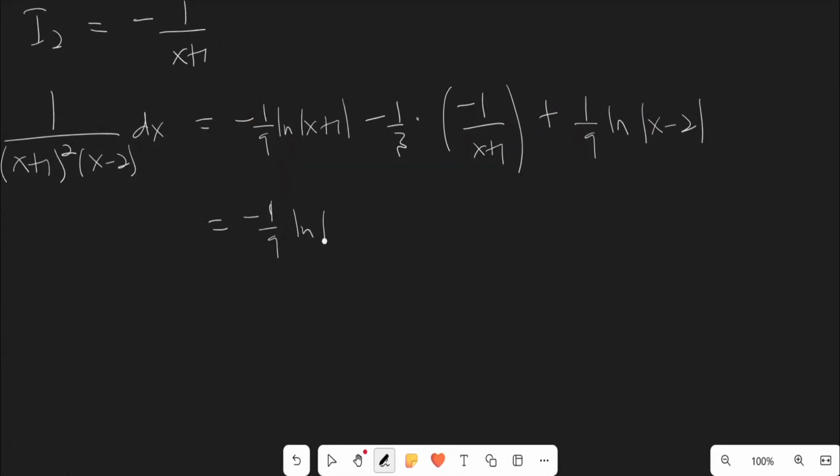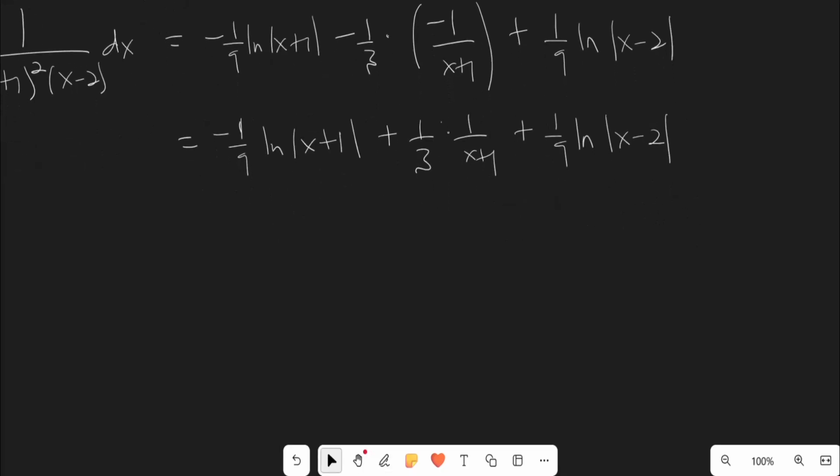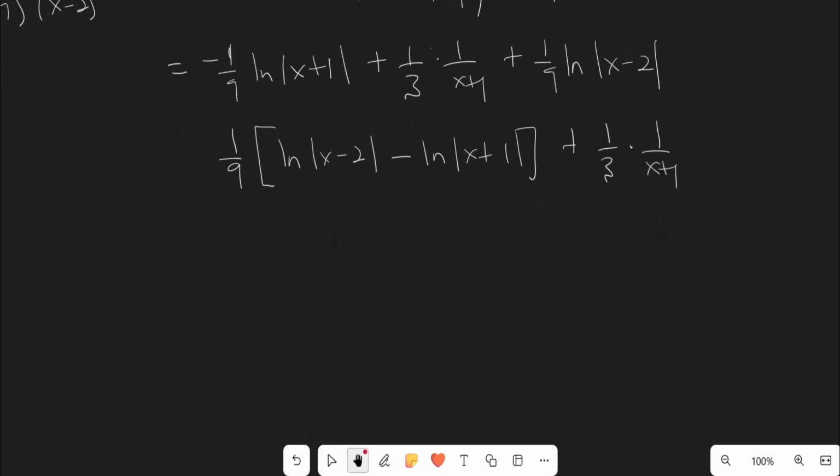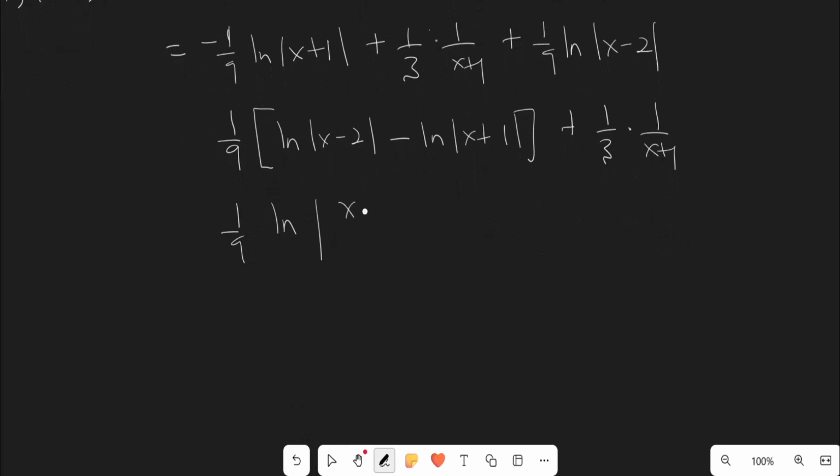Negative 1 over 9 natural logarithm of x plus 1. This negative, that's positive, plus 1/3 times 1 over x plus 1, plus 1 over 9 natural logarithm of x minus 2. This is the same as 1/9 times the natural logarithm of x minus 2 minus the natural logarithm of x plus 1. That is grouping this and this together and factorizing out 1 over 9, plus 1/3 times 1 over x plus 1. And this one can be written as the natural logarithm of x minus 2 all over x plus 1, plus 1/3 times 1 over x plus 1.